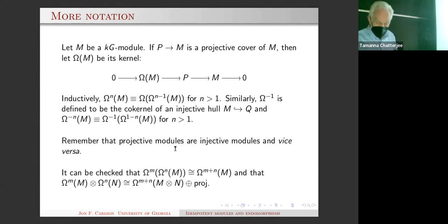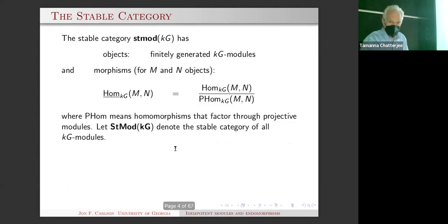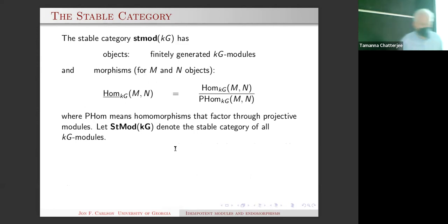There is a calculus of these things, but I don't think that's going to be important for what we want to do. Okay, stable category. If you're doing cohomology or anything like that, that ignores projective and injective modules, which are the same in this case. And so we generally try to work in the stable category. The stable category has the same objects as the module category. It's just that the morphisms are different. What we do is we factor out any morphism that factors through a projective module. And so this gives us a stable category.